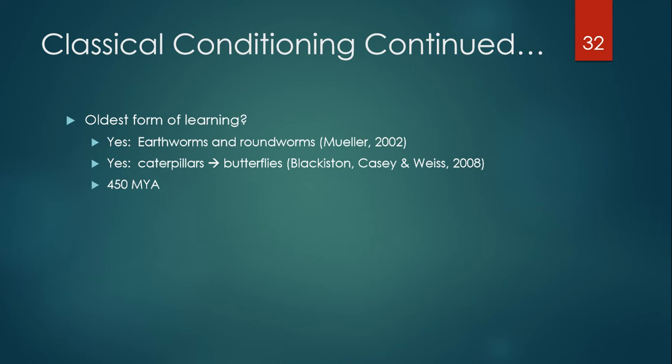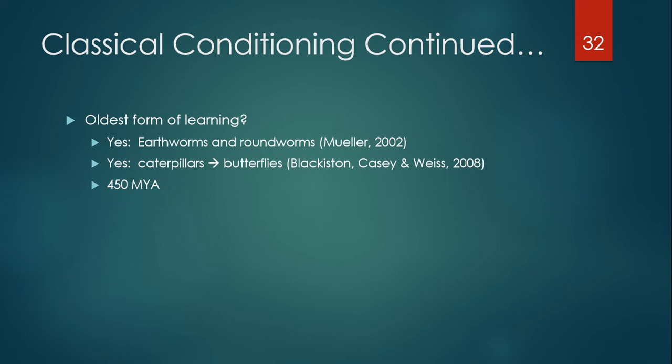So, some follow-up thoughts about classical conditioning. There's some good evidence that this is probably the oldest form of learning on the planet. This is a form of learning that most critters on this planet, most living things, certainly in the animal kingdom, have. So earthworms and roundworms, which are invertebrates, have classical conditioning abilities. They can learn to associate two stimuli.